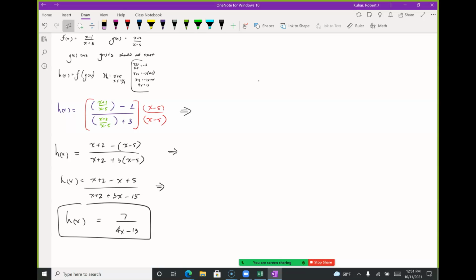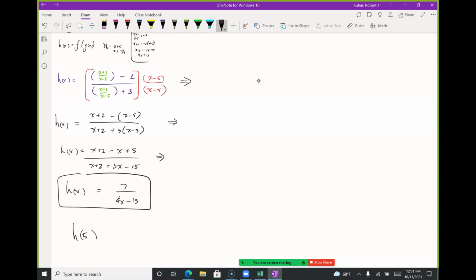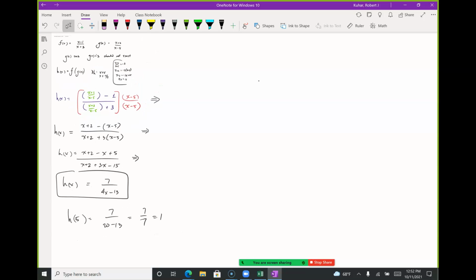I can put in 5 here, right? I can put in 5 to h. h of 5 is what? 7 over 20 minus 13, 7 over 7, which is 1, by the way. And what's the issue with that in g? Look at 1 compared to g. What's the problem? I was going to say the first function has 1 in the numerator, but that doesn't matter. Nope, it's something else about that 1 compared to g.